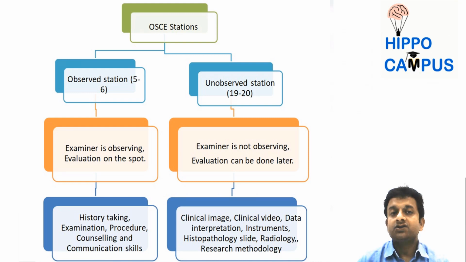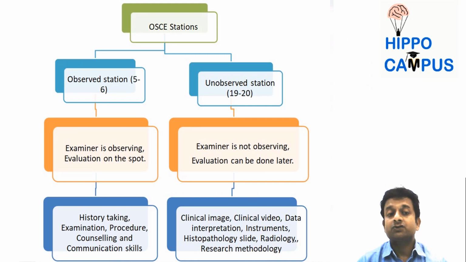This is the Oski station. It can be observed. This is just a prediction. You may have 5 to 6 observed stations and 19 to 20 unobserved stations, or anything. This is just a prediction. In an observed station, the examiner will be present on the spot, observing what you are doing, and according to the checklist, he will be marking you.